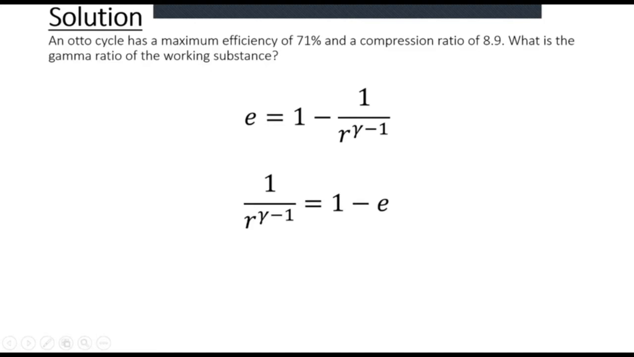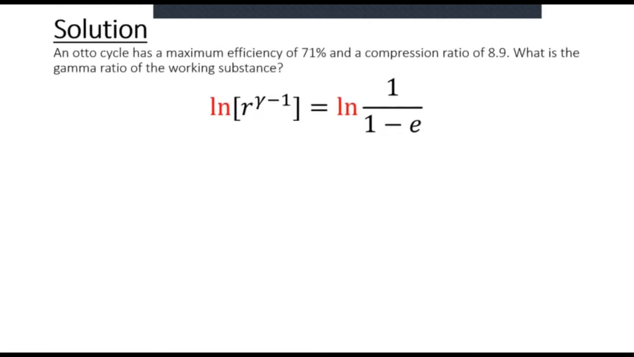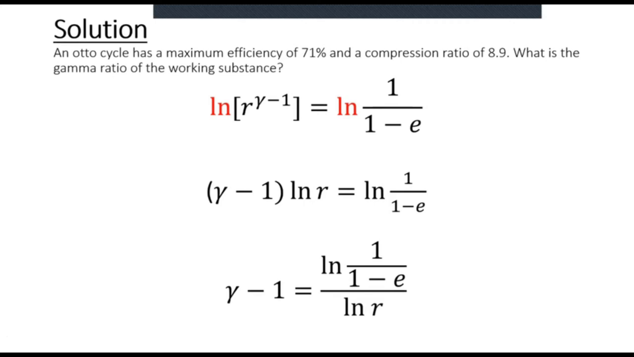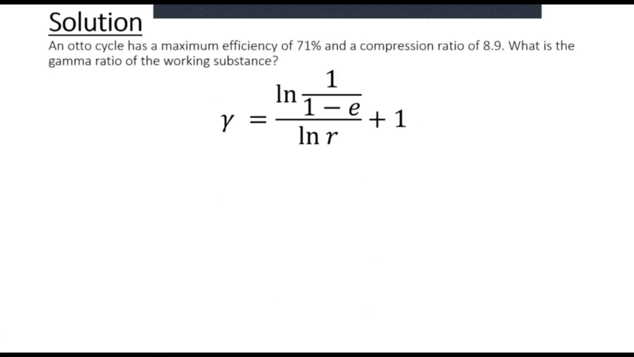Then we need to flip over so that we can get R power of gamma minus 1 equal to 1 over 1 minus E. Since we need to solve for gamma, we need to apply ln to both sides so that we can bring the exponent to the front. Then we can arrange the equation so that we can get gamma equal to ln of 1 over 1 minus E, over ln R, plus 1.